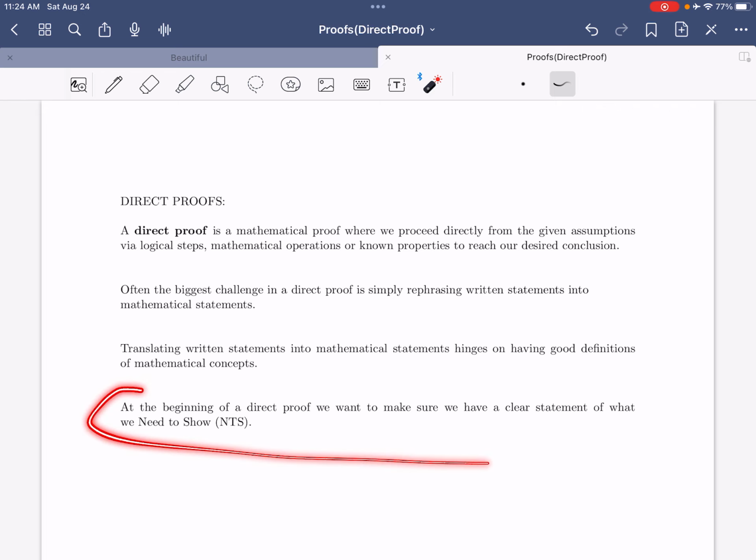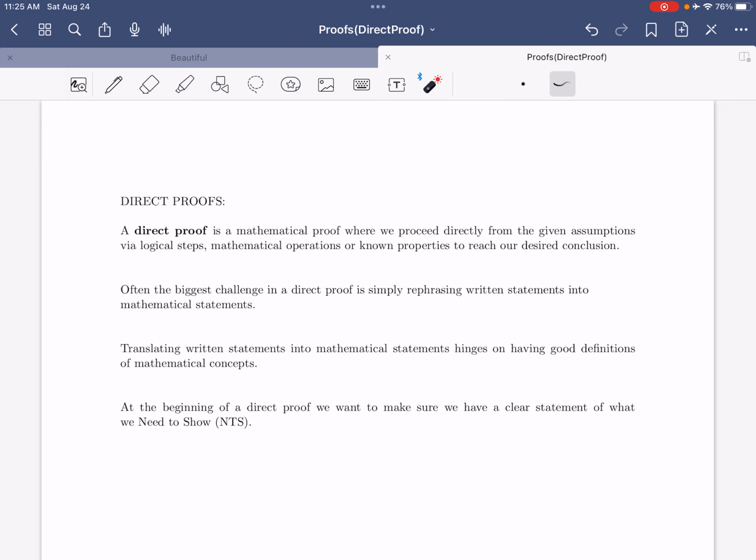Finally, we want to make just this comment, and this is something that applies to every proof technique, but since direct proof is the first one we're discussing, we'll mention it here. At the beginning of a direct proof, we want to make sure that we have a clear statement of what we need to show. We often abbreviate that as our NTS, our need to show. And this is really important because this ties back into some of the comments from the previous video about style, right? A need to show is providing the reader with a translation of what we actually need to accomplish to logically finish this proof.